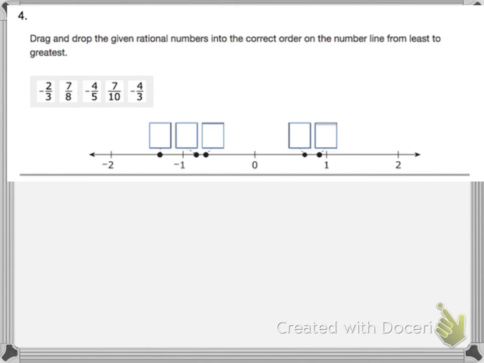Question number 4, I want you to put those rational numbers in the correct order on the number line from least to greatest. So here's what I would do first. I see both positive and negative numbers, so I would start with the positive numbers. So I have 7 eighths and 7 tenths.